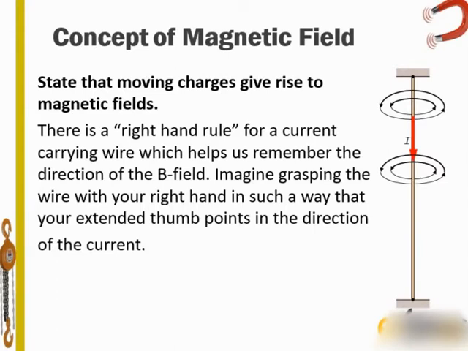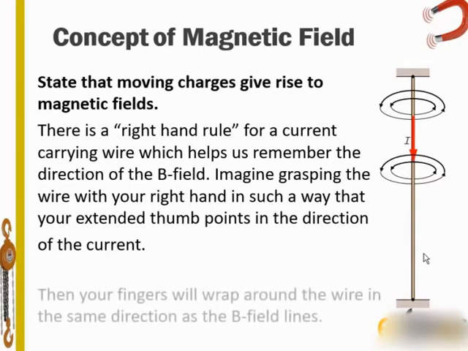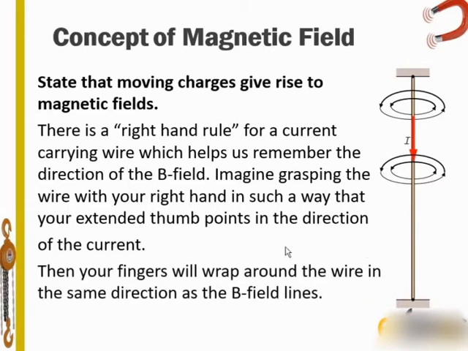Now, if you apply the right-hand rule for a current carrying wire, then it's quite easy to remember, because this will help us to remember the direction of the B field or the magnetic field. So imagine that you're grasping the wire with your right hand in the same way that it's done in the diagram here on the right-hand side.